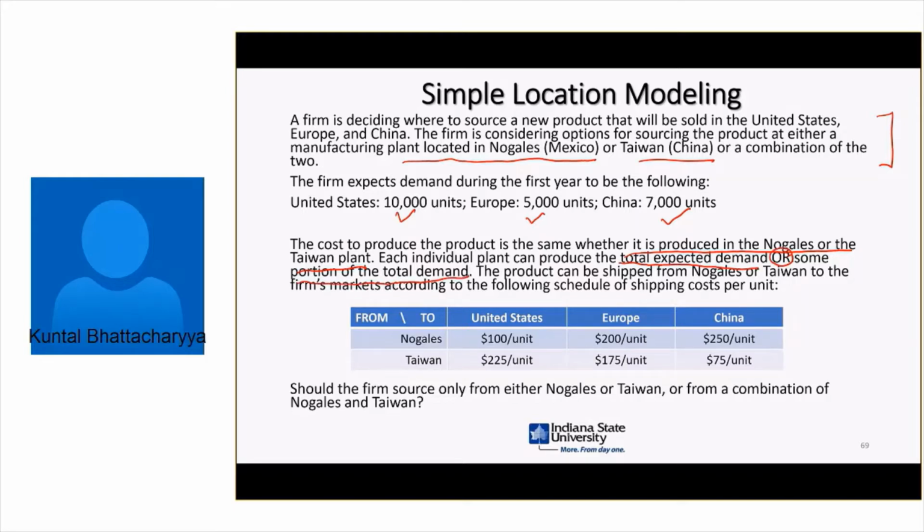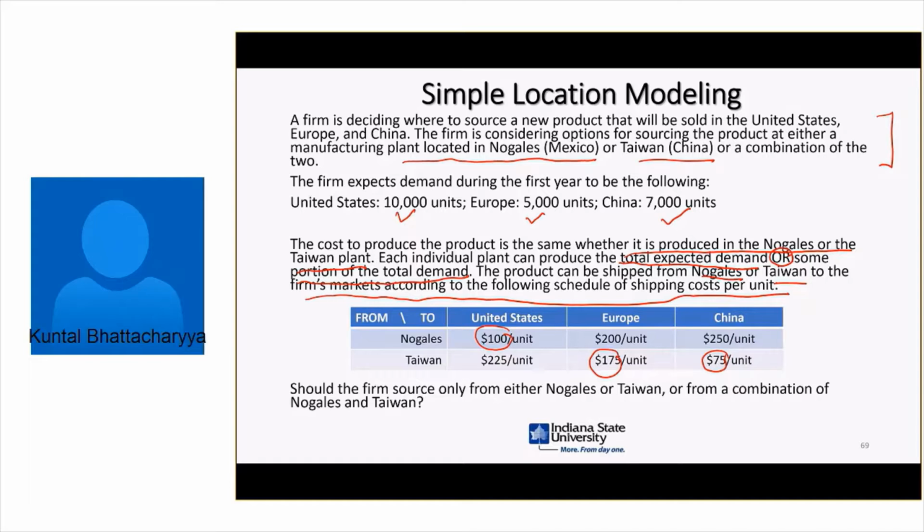The product can be shipped from Nogales or Taiwan to the firm's markets according to the following schedule of shipping costs per unit. Okay, so as you can see, if you are shipping from Nogales versus from Taiwan, Nogales is always much cheaper to the US. Between Nogales and Taiwan to Europe, Taiwan turns out to be cheaper. And of course, Taiwan is very close to China. Some people say it's part of China, some people say it's not. I don't want to get into the political discussion. But between Nogales and Taiwan, of course, Taiwan is much cheaper.